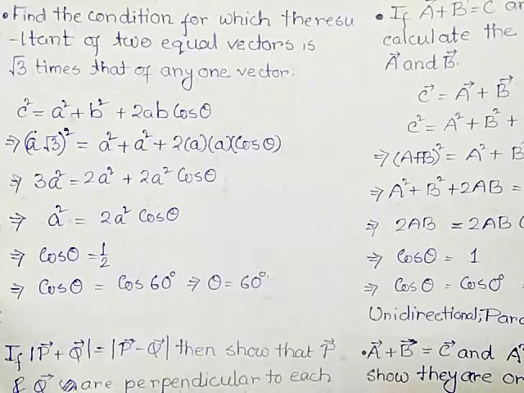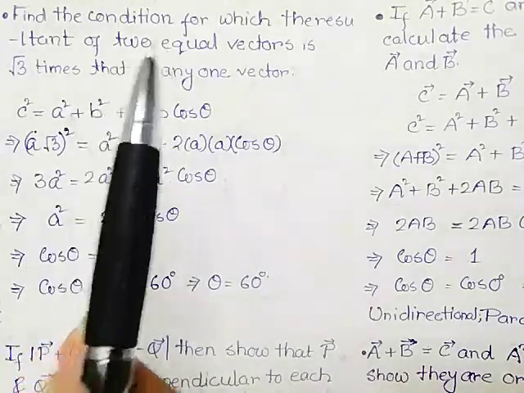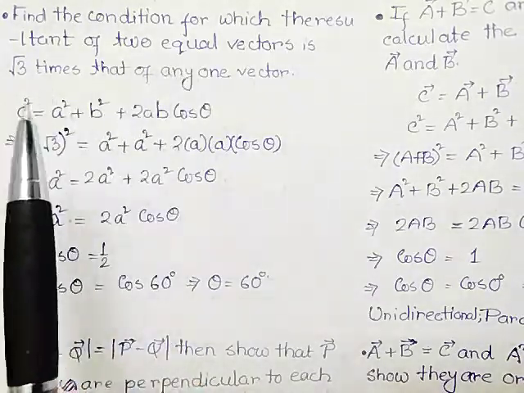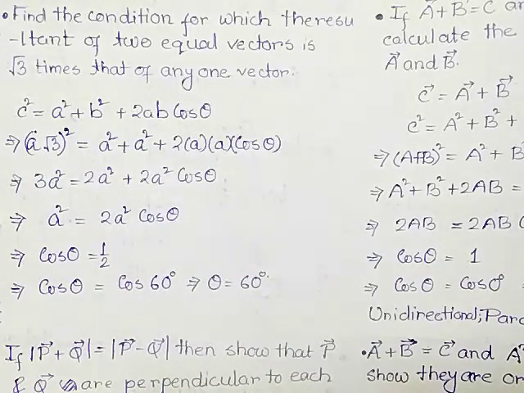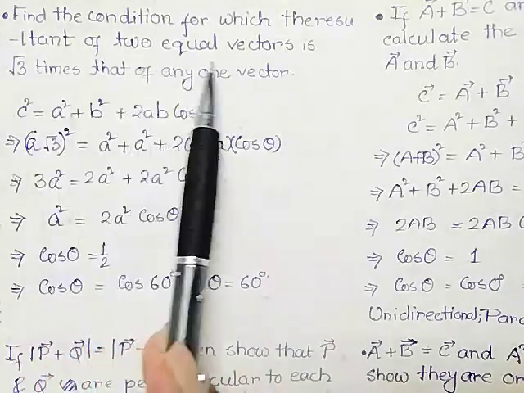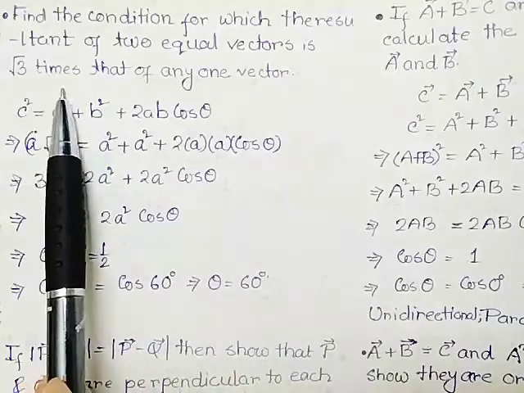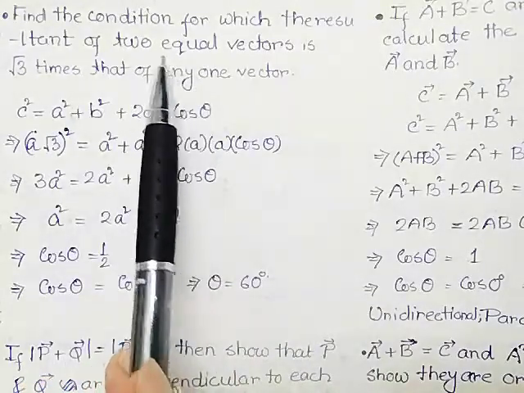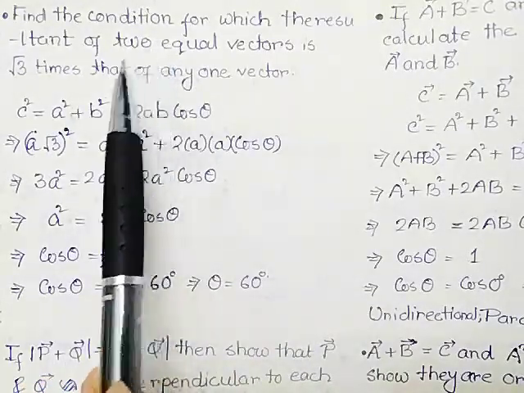The question is given here: find a condition for which the resultant of two equal vectors, that is a and b, is root 3 times any one vector. Any one means here both a and b are equal.